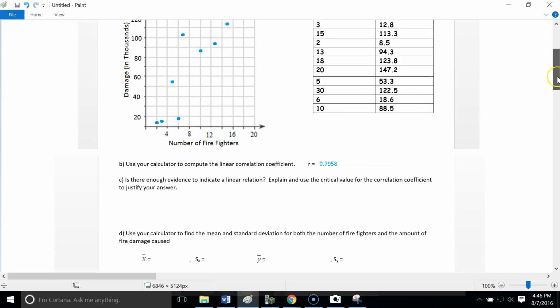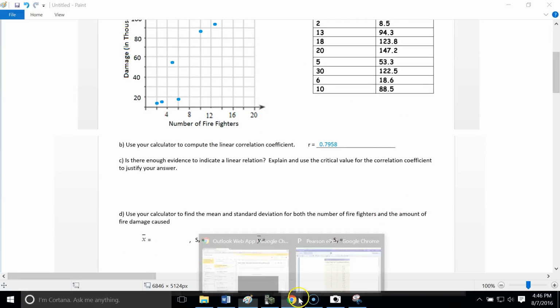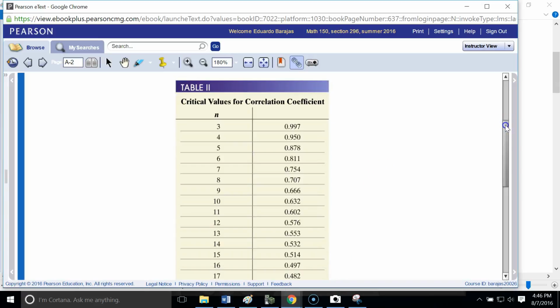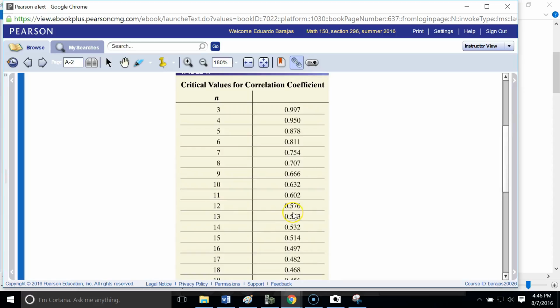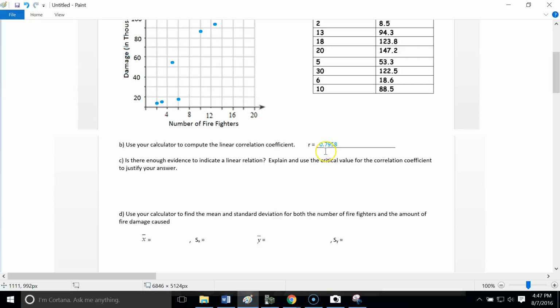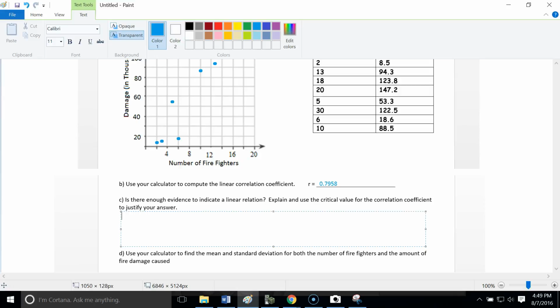There are 12 values. So now if we go over to our table, which was given to you, say it's something like this, then we see that for n equals 12, the value is 0.576. Okay, so that means that because our value is greater than that, we do have enough evidence. There are several good answers here. So let's say, okay, something to that effect would be good.